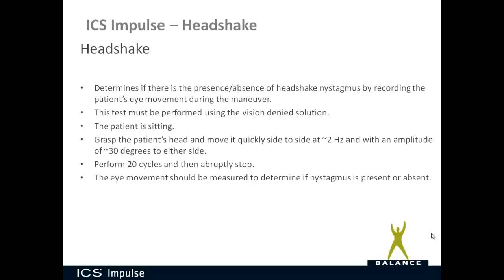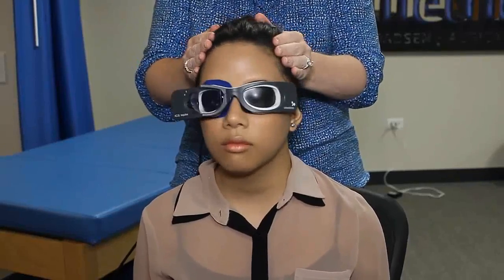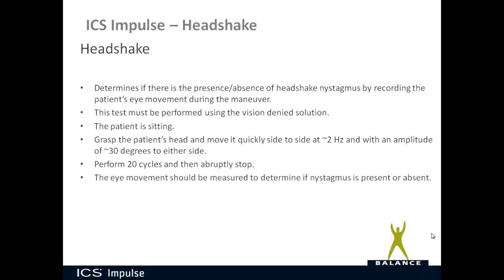The patient is sitting. You grasp the patient's head and move it quickly side to side at approximately 2 Hz and with an amplitude of approximately 30 degrees to either side. Perform 20 cycles and then abruptly stop. The eye movement should be measured to determine if nystagmus is present or absent after the head movement stops.